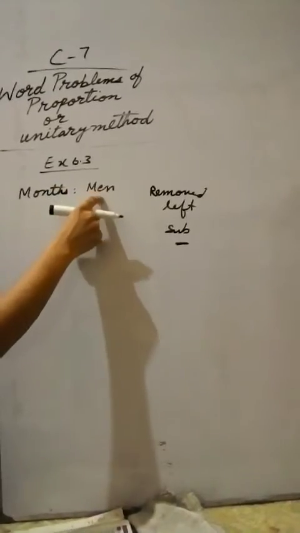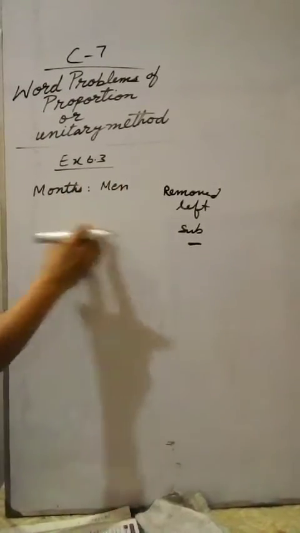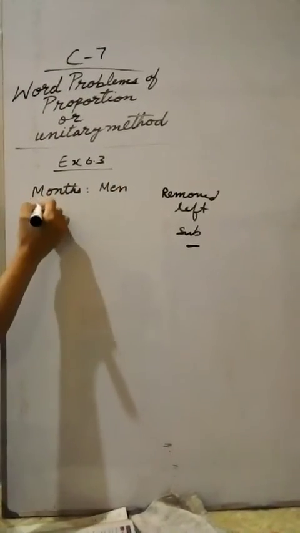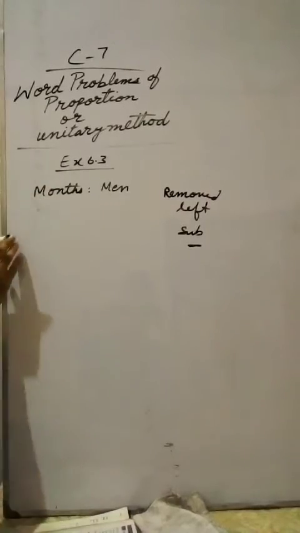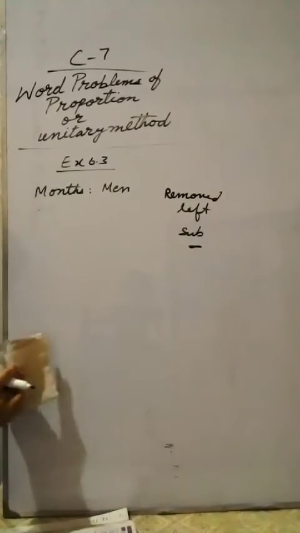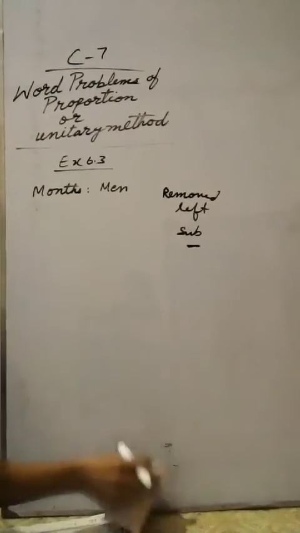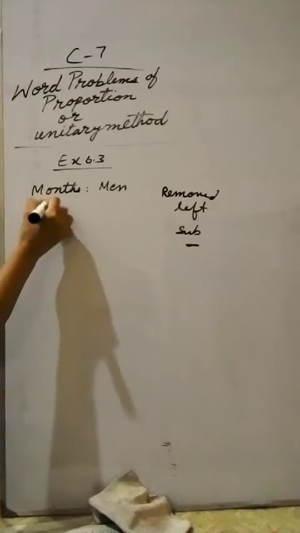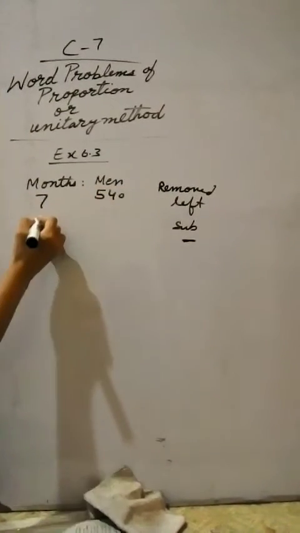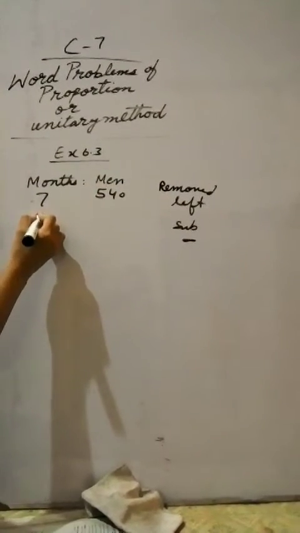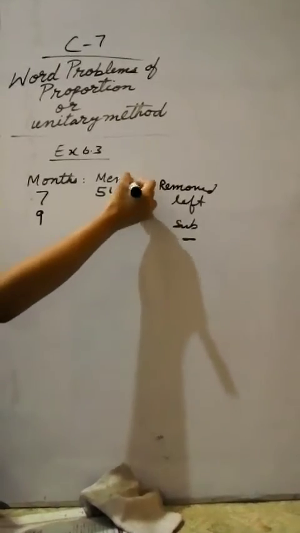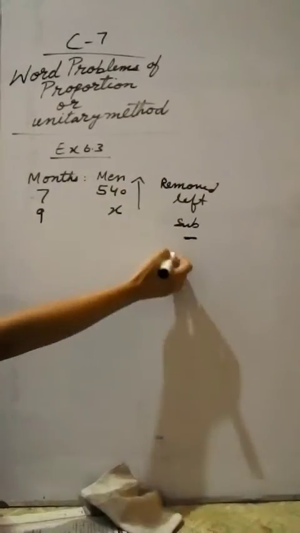The thing we are finding, you always need to write on the right hand side. In the first line we have 540. We have to find the men and months. Months are 7 and 540 men, and we have 9 months, and x we need to find. Always put the increment sign on x. Now do the rough work.